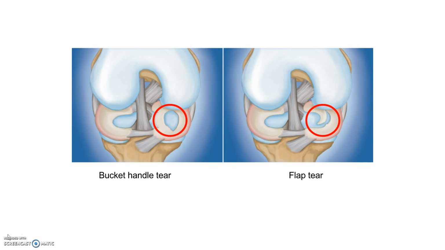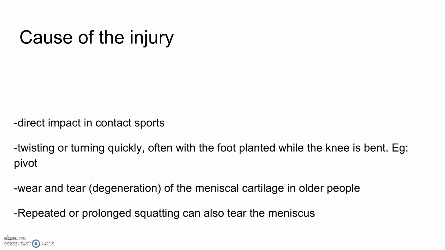Next, we have bucket handle tear. It is when the entire inner rim of the medial meniscus is torn. Flap tear is what we call horizontal meniscal tear.